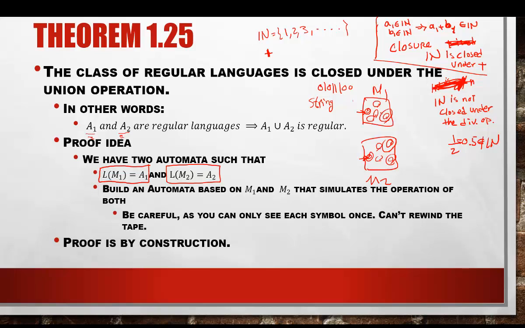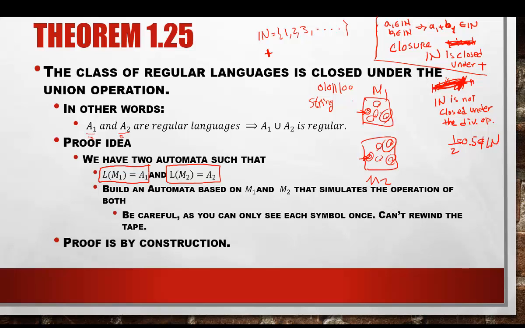my strings, and then when I'm done with the last symbol in the string, I would look to see if I'm in either one of the accept states of the two automaton. If I were in the accept state of either one of the two automaton, or in a state that's the accept state of both automaton, then I would accept. If not, then I would reject that string. That's what I'm going to do.